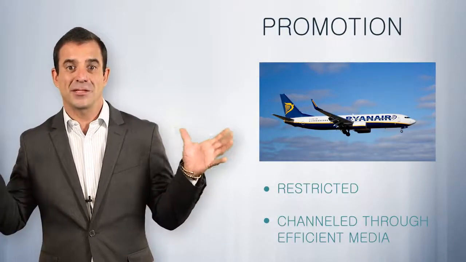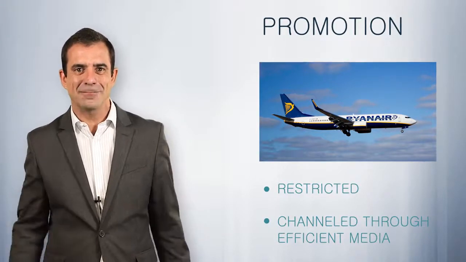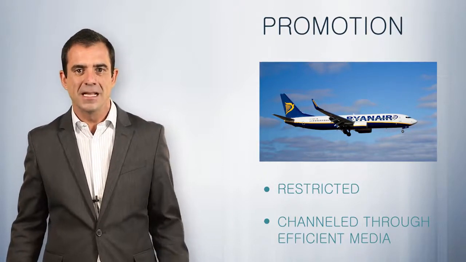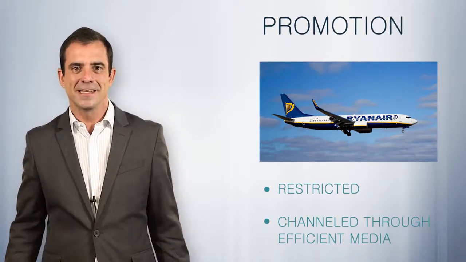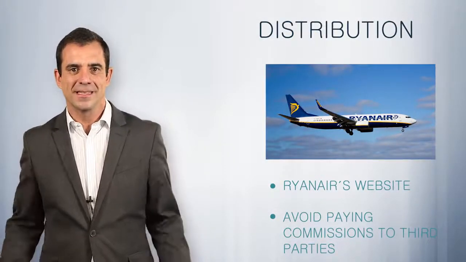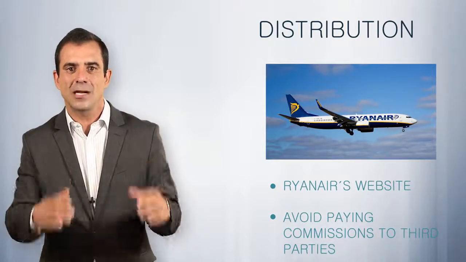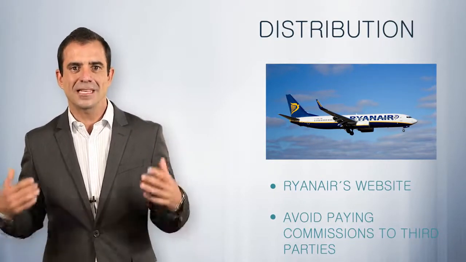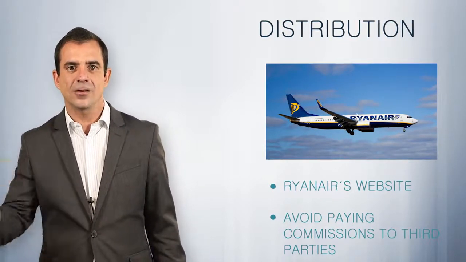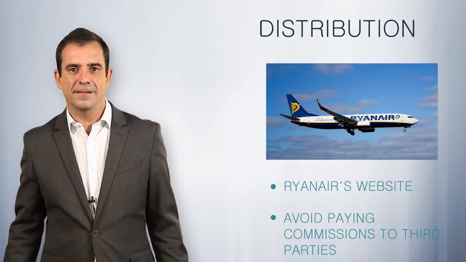The advertising is going to be restricted. No major above-the-line campaigns will take place. And when they take place, it will be channeled through very efficient media with a high return on investment and will emphasize, of course, the great prices that they're offering. The distribution will be done mainly through Ryanair's website. In order to optimize efficiency and avoid paying commissions to third parties, this is the right way to go. As you can see, the marketing mix is looking in the end of the day to maximize efficiency so that they can save on costs and permit Ryanair to come up with a very competitive price.